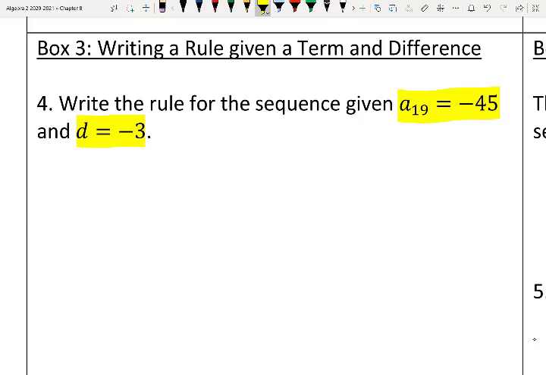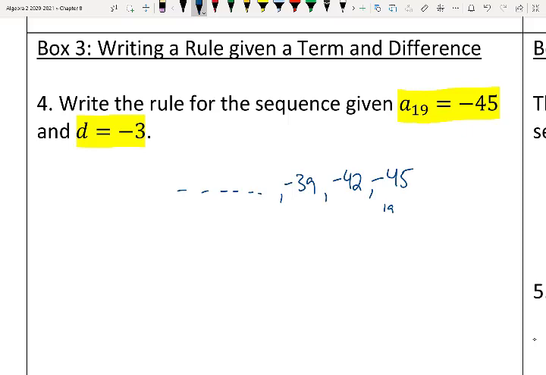Now, there's more than one way of doing this. If you really wanted to, I'm not suggesting this, you could start with negative 45. You know that's the 19th term. You could work backwards, and if you know you're subtracting 3 every time to get forward in your sequence, going backwards in your sequence, you would have to add 3. Negative 39 would be the 17th, and you can kind of work your way all the way back till you're at the beginning to be able to figure out that a sub 0 value. Because that's really what we're trying to do here.